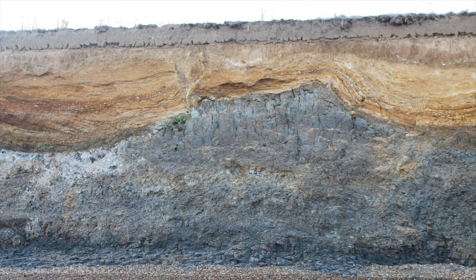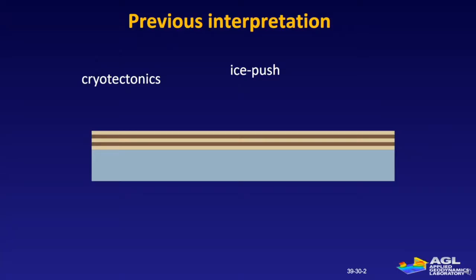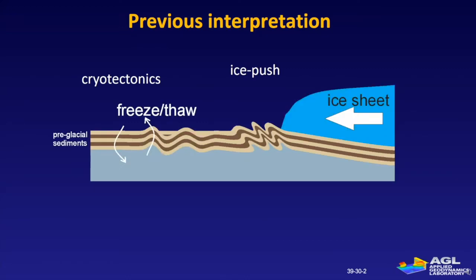So what then is the mechanism for all this deformation? Let's look at what's been described before. In the literature, this has been described as being due to glacial processes. The story would be that all this warm water sediment was laid down horizontal and undeformed, and then when the climate cooled, the ice sheets came in, you had freeze-thaw, ice push, and ice-related deformation.